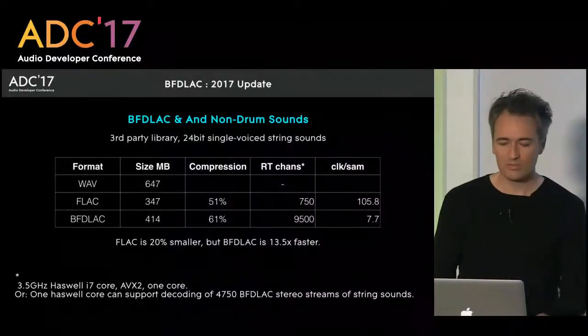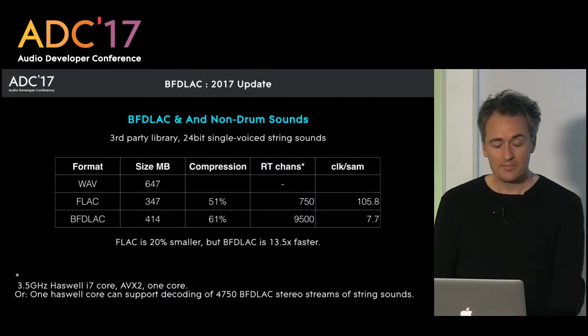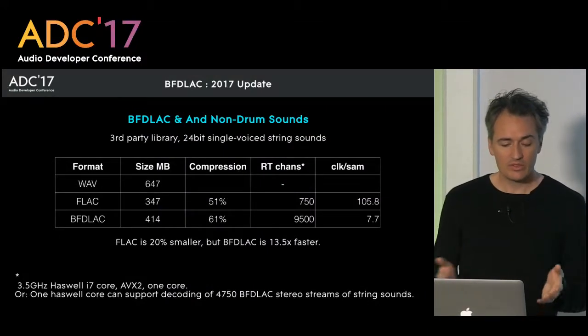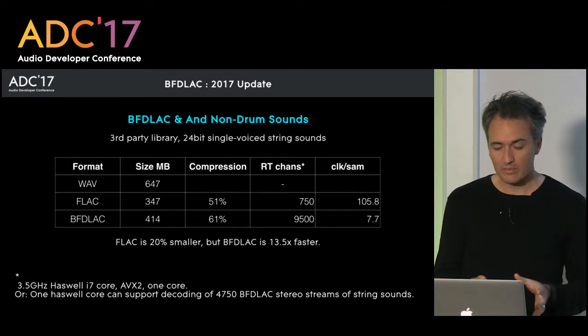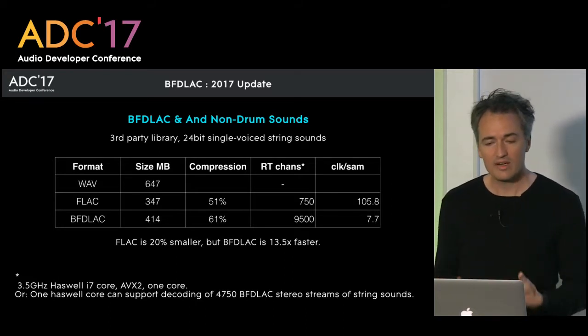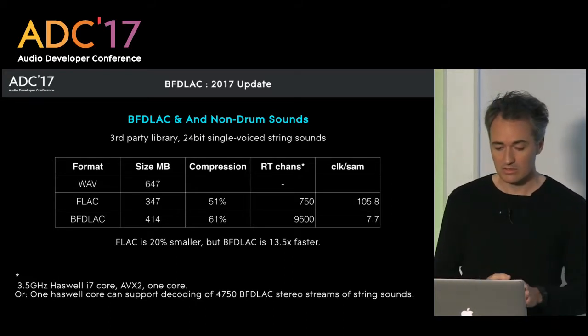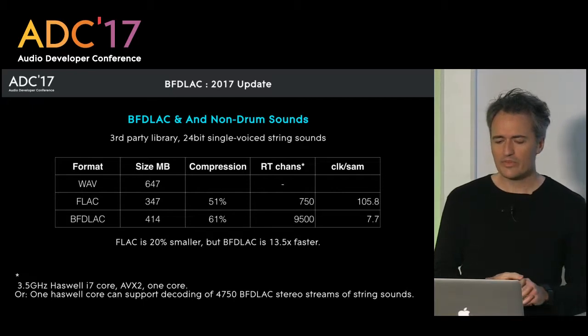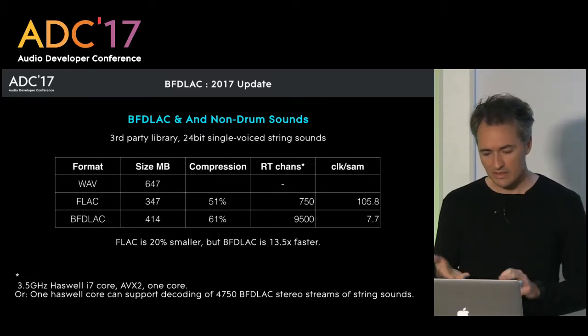We have the stats for this other mysterious library. So you can see that FLAC is still coming through smaller by 20%, but BFDLAC is 13.5 times faster to decode, which is great. So why was there the big difference between BFD data and this?